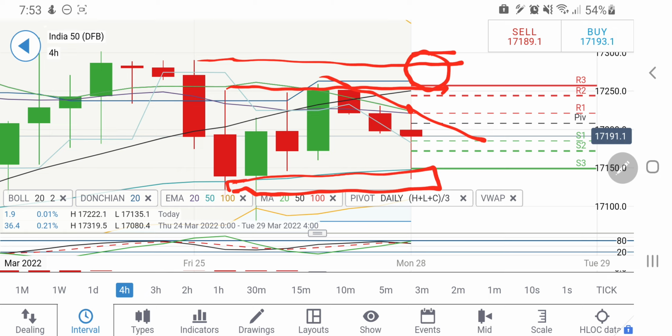So largely speaking, between 150 and 250 don't trade. Between 17,100 to 150 it can reverse, and above 17,250 to 300 also it can reverse. You can take a short entry there, you can take a long entry there. However, taking a long entry at 17,100 to 17,150 I'll still be skeptical of. I'll not recommend it, because beyond that it will break. If it breaks, it's going to break strongly.